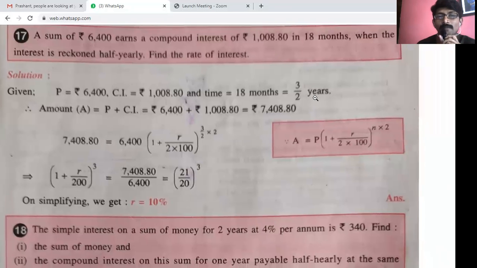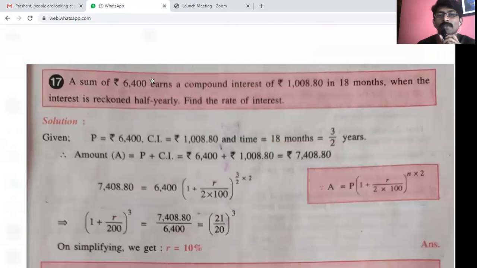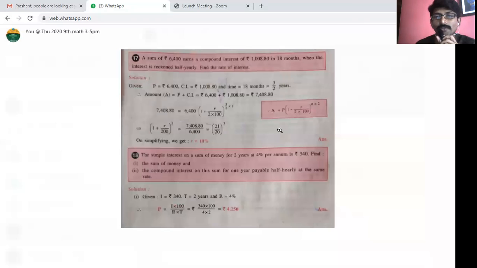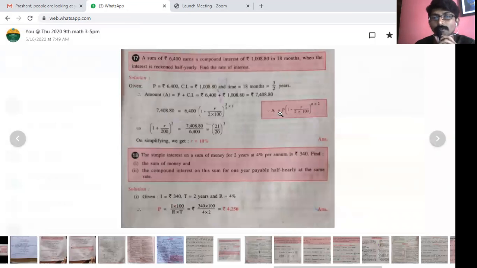And it was compounded half yearly. Look at this, it was compounded half yearly, isn't it? So which formula, student, are we going to use over here? We're going to use this formula: amount is equal to P open the bracket 1 plus R upon 200 raised to the power 2n. Did you understand, guys? Which formula we're going to use? We're going to use the formula amount is equal to P open the bracket 1 plus R upon 200 raised to the power 2n.